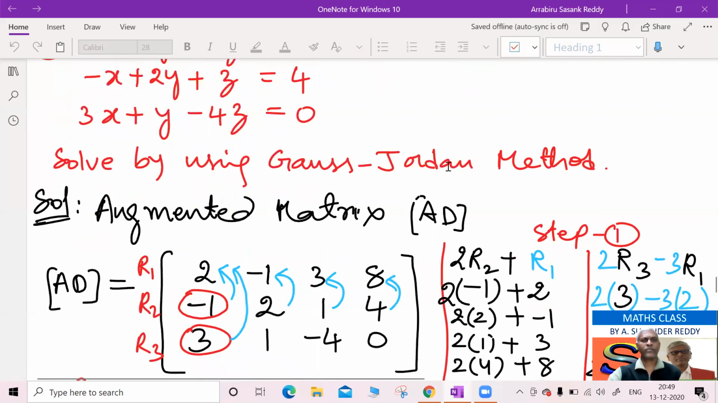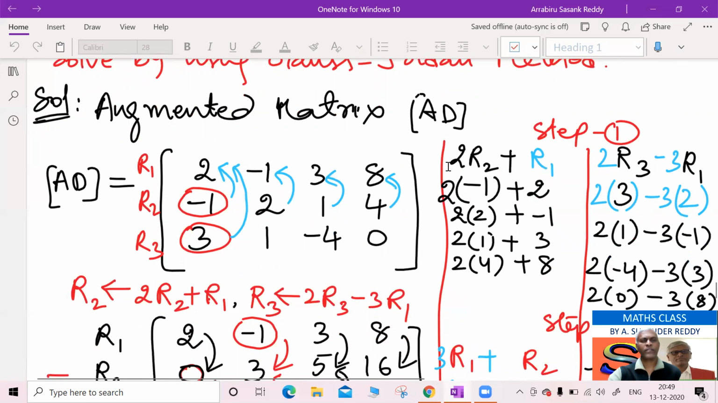So as usual, first we have to take the augmented matrix. The first row, coefficients of x, y, z and constant: 2, minus 1, 3, 8. And in the second equation, coefficients of x, y, z and constant: minus 1, 2, 1, 4. And in the third equation, coefficients and constant of x, y, z: 3, 1, minus 4, 0. Writing the augmented matrix is very simple. Everybody can write it. No difficulty in writing the augmented matrix.